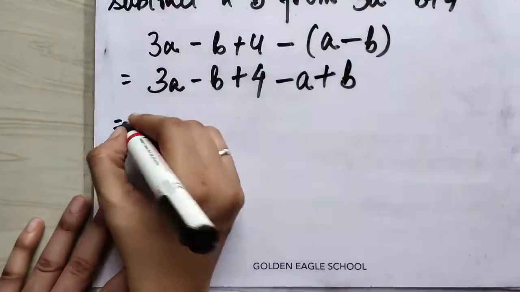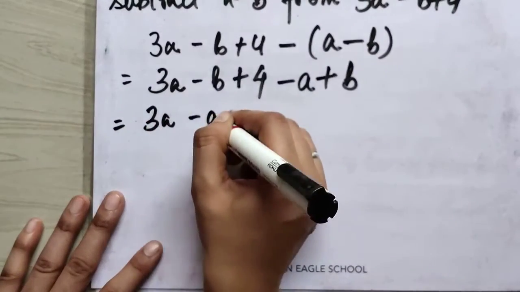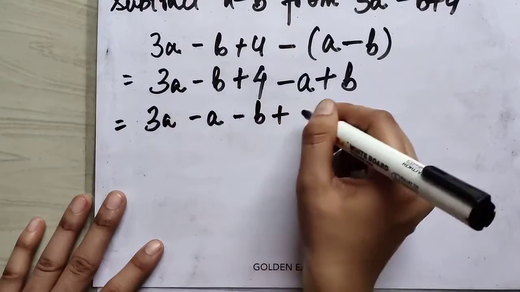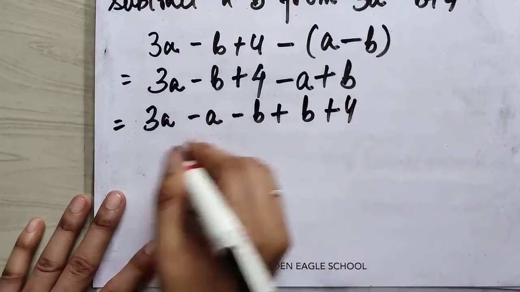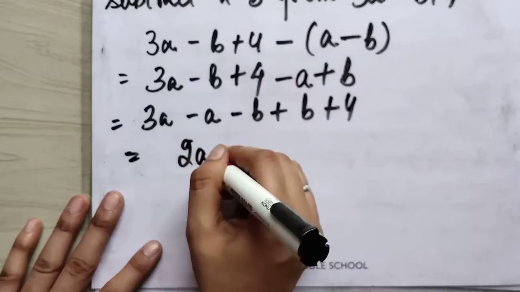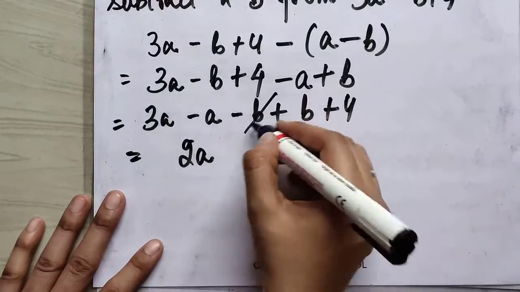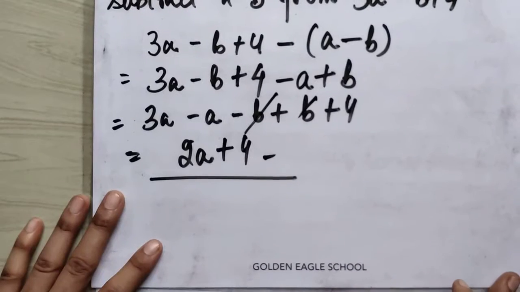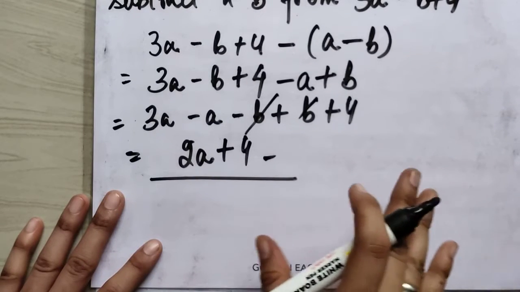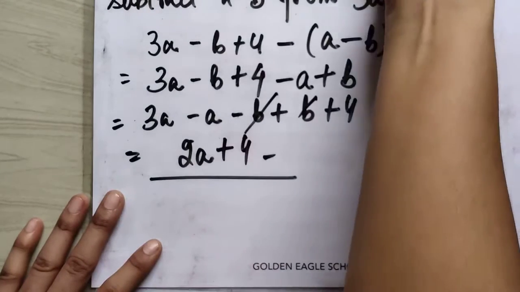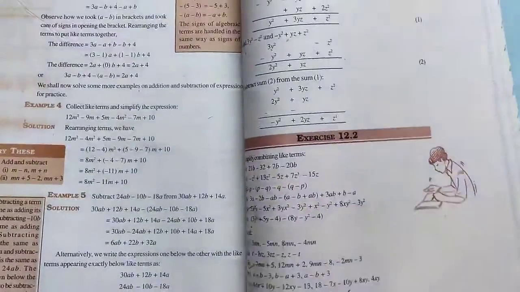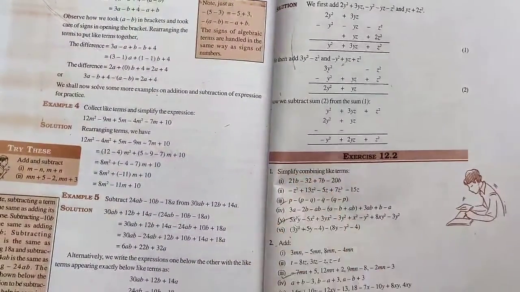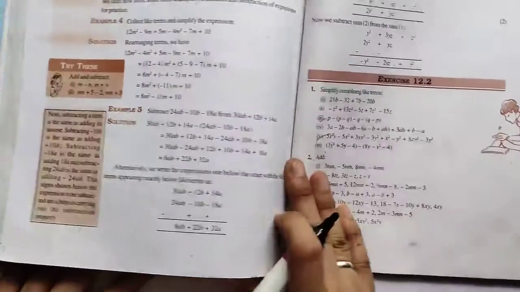Now take the like terms together. 3a minus b plus 4. 3a minus a is 2a. Minus b plus b will cancel, and plus 4. So 2a plus 4 will be the answer. So on similar lines, you have some questions or examples given here. Try these examples and come to exercise 12.2.